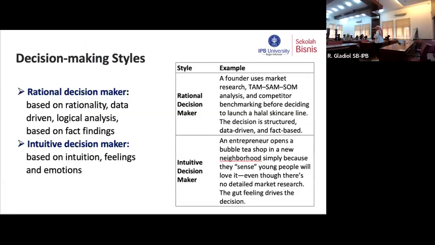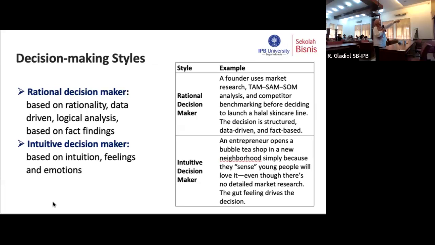And decision-making style: rational decision maker and intuitive. The goal is to balance between the rational and intuitive. As a businessman, are you an intuitive decision maker 90%, or a rational decision maker 90%? That's why you have to learn on campus. That's why an educated entrepreneur has to balance between the rational and the intuitive decision maker.